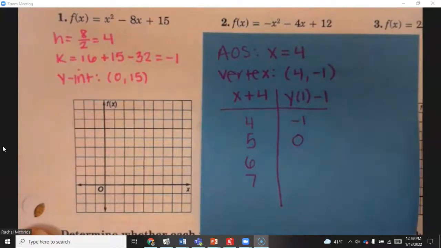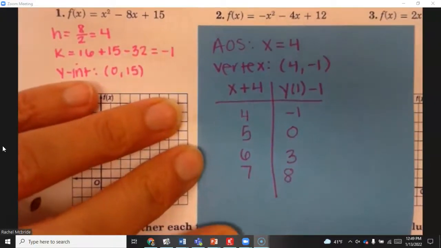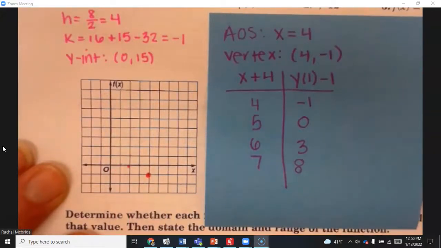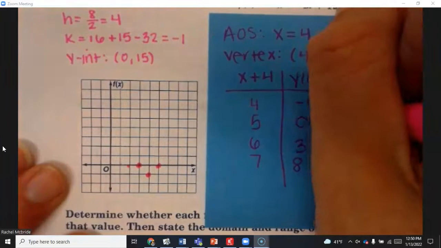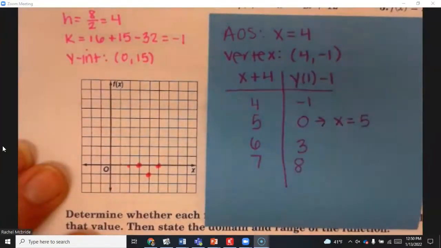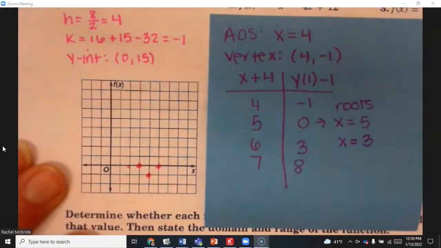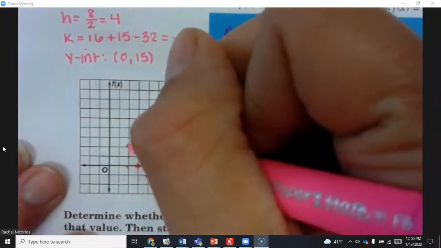And then 4 minus 1 is 3, and then 9 minus 1, which is 8. So we'll plot our points. So you have 1, 2, 3, 4, down 1. It goes up 1 and right 1. I can see already that I have a root at x equals 5. And my other root is at x equals 3. And then we have the point 6, 3, which means I also have the point 2, 3.